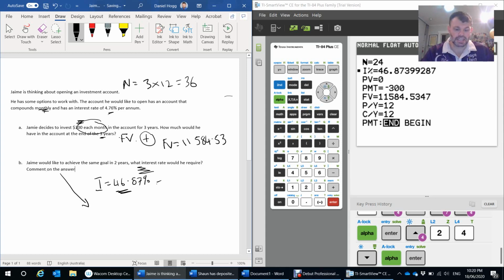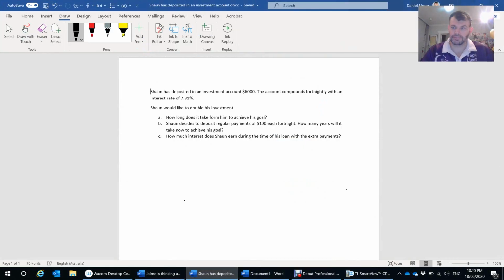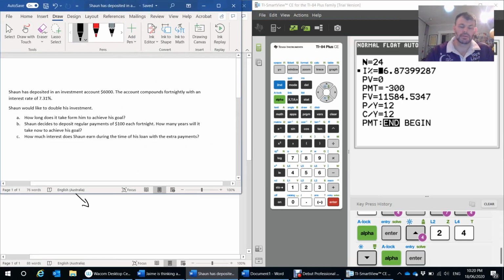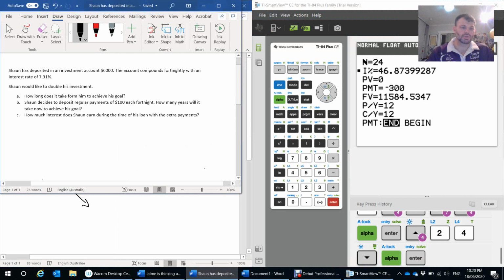Let's have a look at our second example, Sean. Okay. So we've got Sean here, and Sean wants to deposit in an investment account $6,000. The account compounds fortnightly with an interest rate of 7.31%. He would like to double his investment. So he wants to double it. So he wants to make this here $12,000. In order to do that, we have to work out, well, how long will it take him?